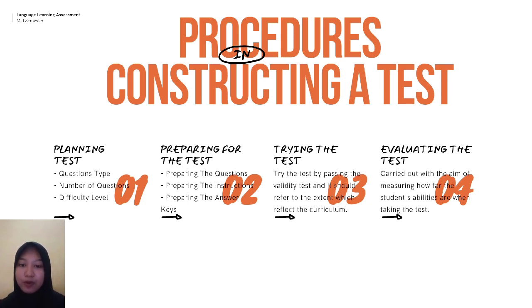And the third procedure is trying out the test. After the test is prepared, we have to try it out to check the validity of the test. And then the last procedure is evaluating the test. This is the most important part of constructing a test, because evaluation is needed to determine the quality and the quantity of the test.